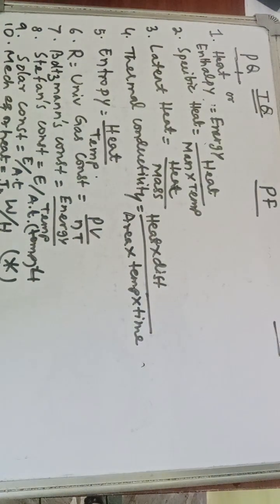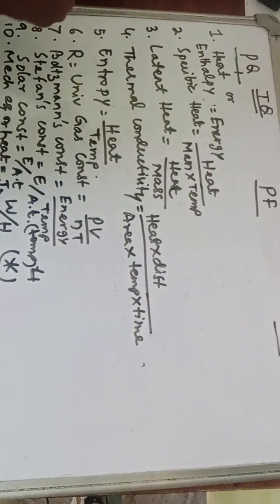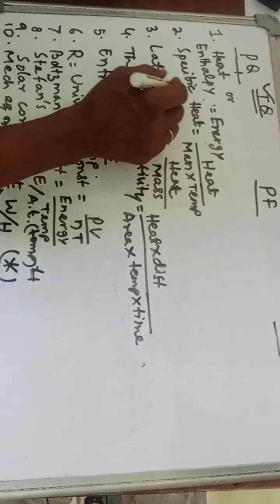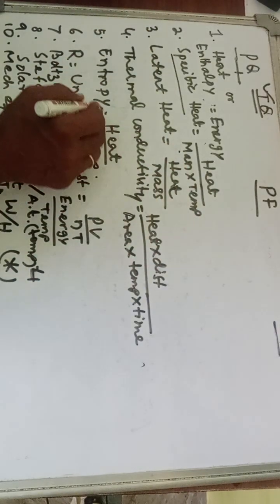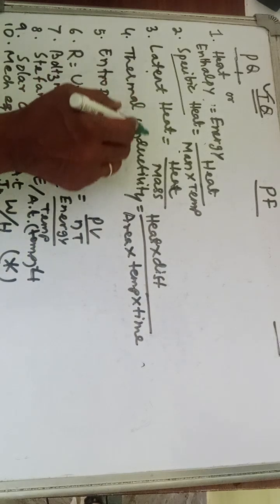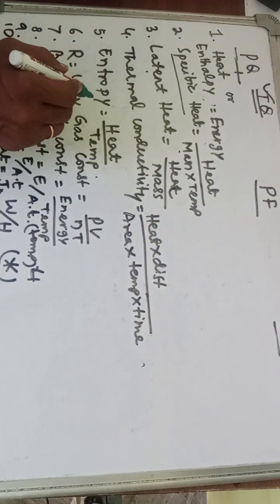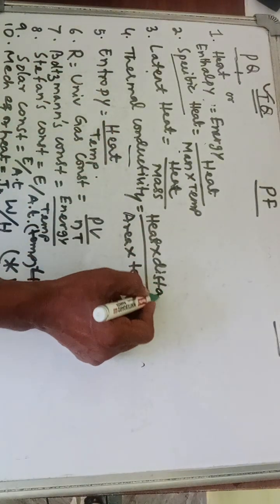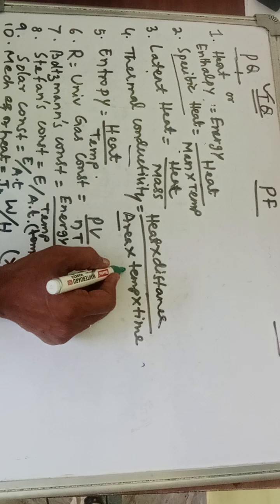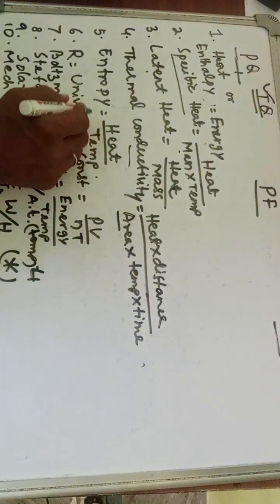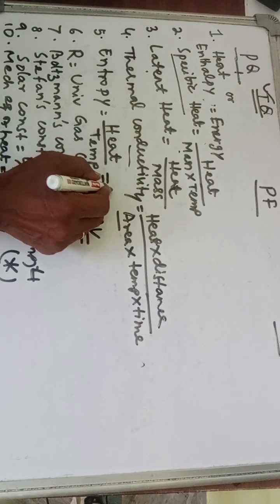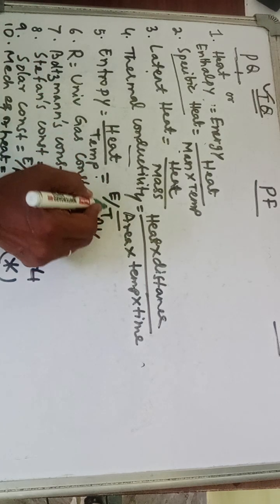Now we have some thermal quantities. Heat or enthalpy is energy. Specific heat is heat by mass into temperature. Latent heat is heat by mass. Thermal conductivity is heat into distance by area into temperature into time. Entropy is heat by temperature. Again, it will be energy by temperature.